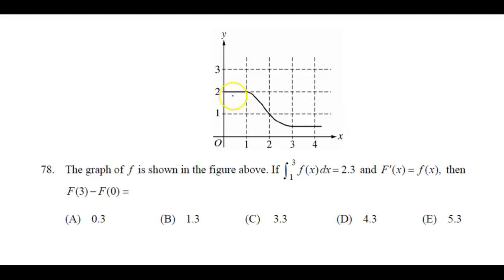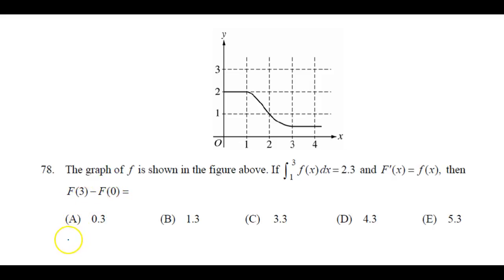Here's x and here's y. So here's my function, and they've been really particular about some of the points that it goes through being on this grid that's drawn for us. It tells us the graph of f is shown in the figure above. If the integral from 1 to 3 of f of x dx equals 2.3 and big F prime of x equals little f of x, then what is big F of 3 minus big F of 0?